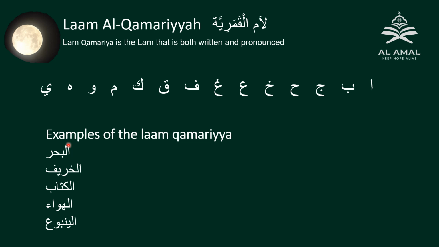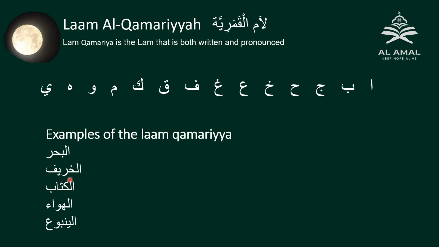So look at these examples. For example, after the lam is ba. Ba is one of the letters of al-Qamariya. So lam will not shy itself from pronouncing the al when it goes with ba. That's the reason why al will be so clear in pronunciation. So you pronounce it as al-bahr.